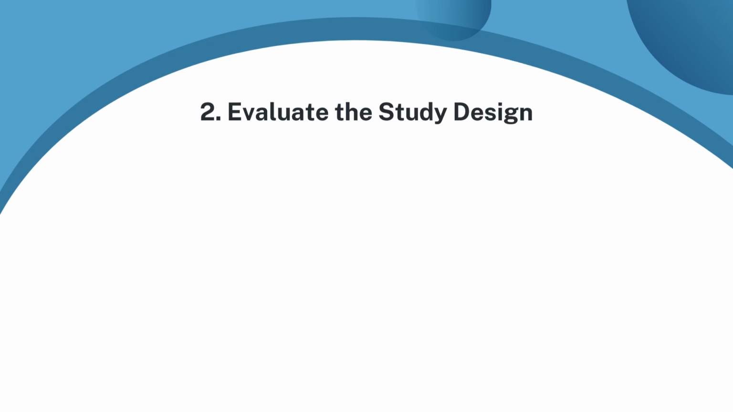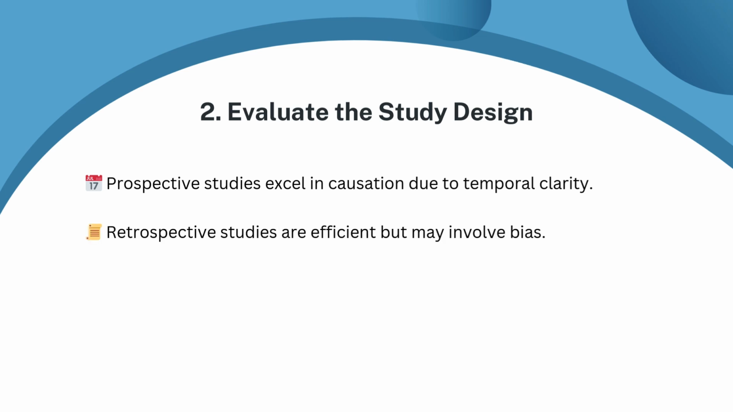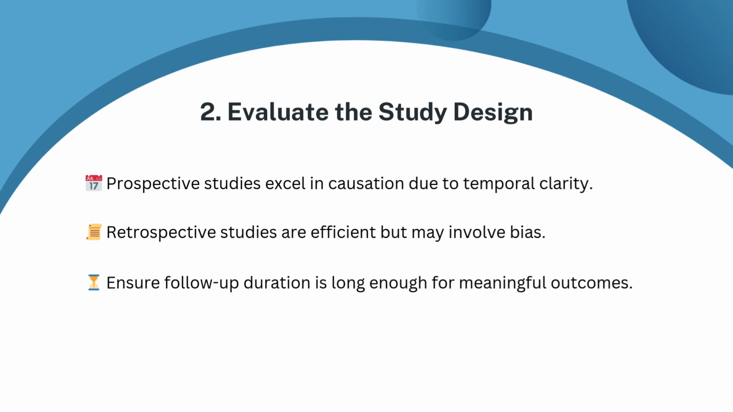2. Evaluate the study design, prospective versus retrospective. Is the study design appropriate for the research question? Prospective studies are better for understanding causation due to their temporal clarity. Retrospective studies are efficient, but may suffer from biases due to reliance on existing records. Duration and follow-up. Does the study track participants for a long enough period to observe meaningful outcomes? For instance, studying the impact of diet on heart disease requires years, not months.